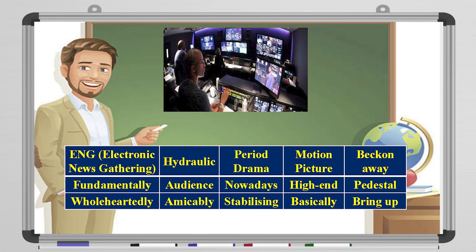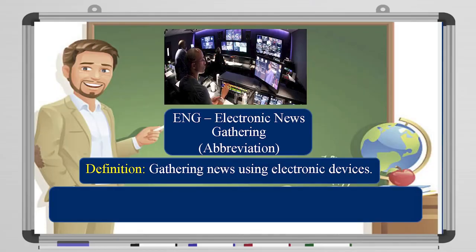Okay, let's look at the next word. So we have a person who's sitting in front of a lot of screens. Did you get it? It might be a little bit difficult, right? Well, the word is ENG, which is electronic news gathering. It is an abbreviation. So an abbreviation means to make something shorter. Okay? So what is ENG? What is electronic news gathering? It is gathering news using electronic devices.